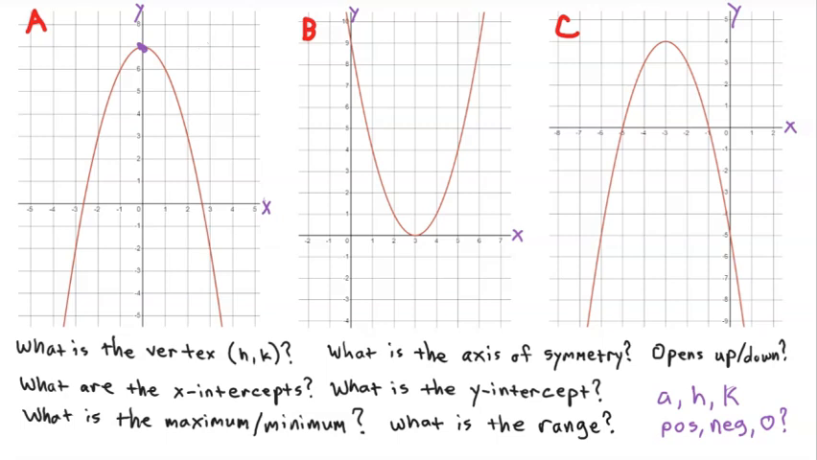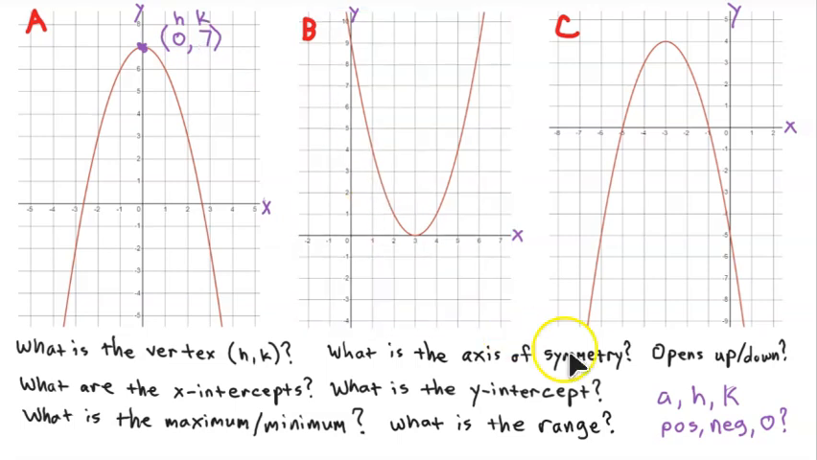We can see that the x-coordinate is 0 because it's right on the y-axis. We didn't go left, we didn't go right, we just went straight up from the origin. So it's 0 and then 7. In this case, h is 0 and k is 7.